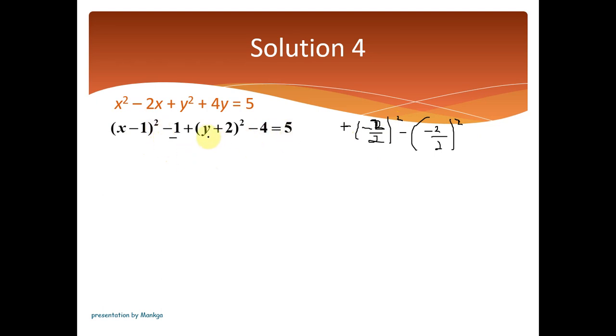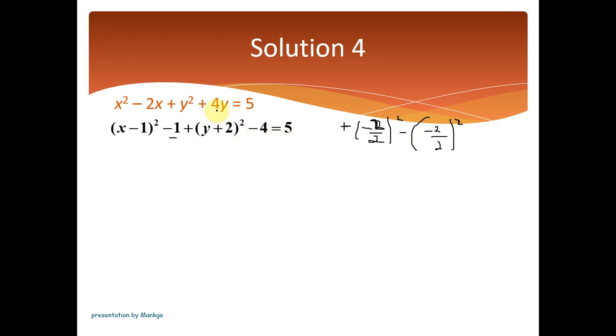Therefore, on the y side, we do the same. We take y here. The coefficient of y is 4. We take 4, divide it by 2 and square it. It will give us 4. Then we do the same as we did here with a negative 4.